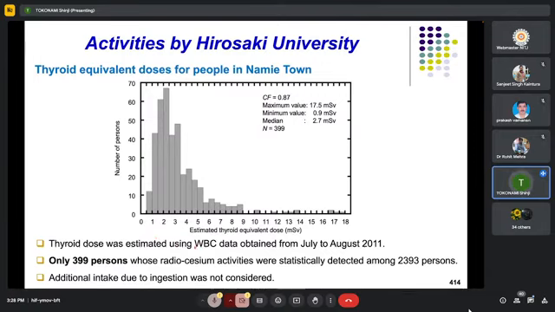Thyroid dose was estimated using whole body counter data obtained from July to August 2011. Only 399 persons whose radiocesium activities were statistically detected among 2,393 persons. In this analysis, additional intake due to ingestion was not considered.